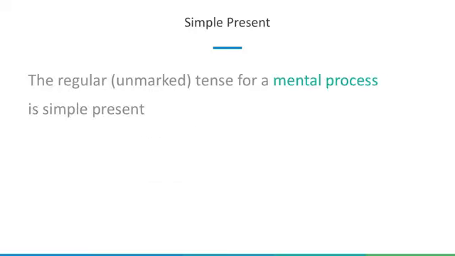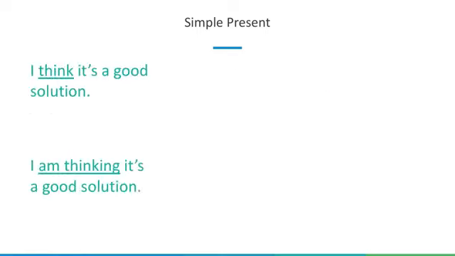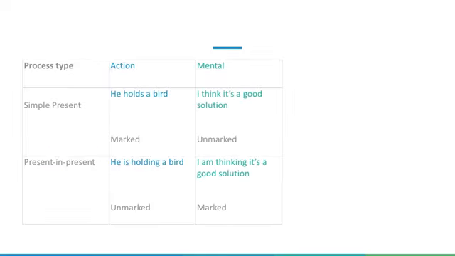Mental processes are the opposite of action processes in terms of tense. So if I say, "I think it's a good solution," that means it's my general opinion at the time of speaking. But if I say, "I'm thinking it's a good solution," well, that means that I'm beginning to think it's a good solution, and this means that my opinion is just starting to form. So we can add mental processes to the table.